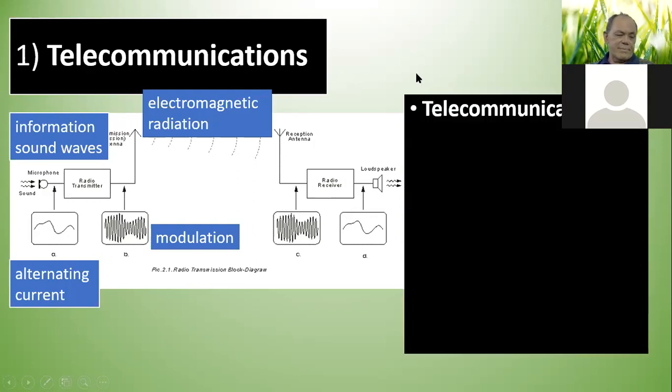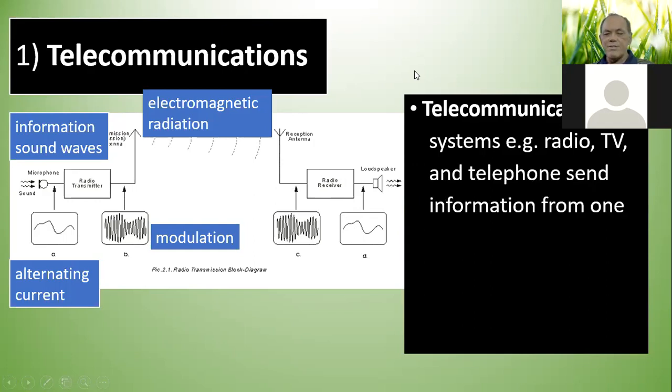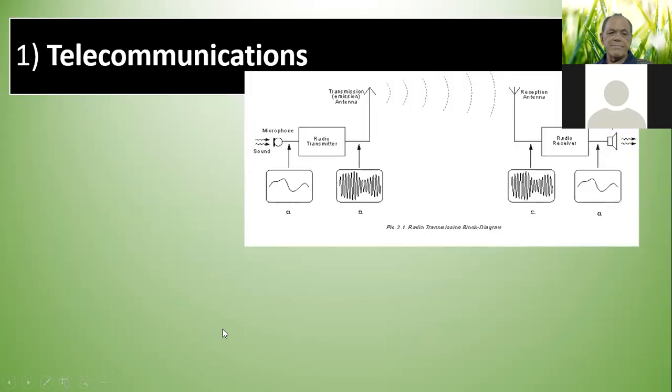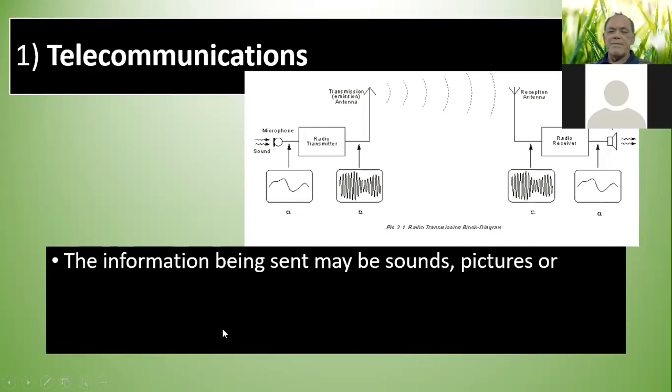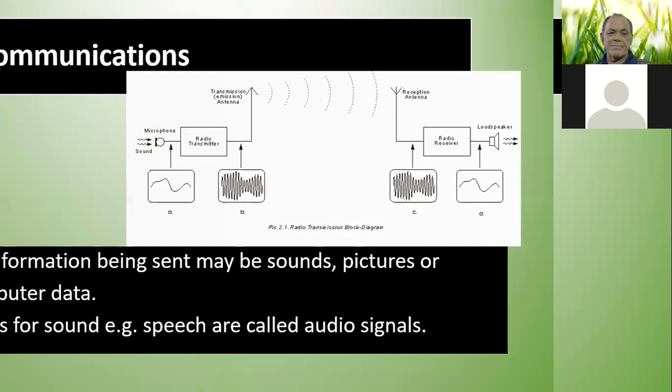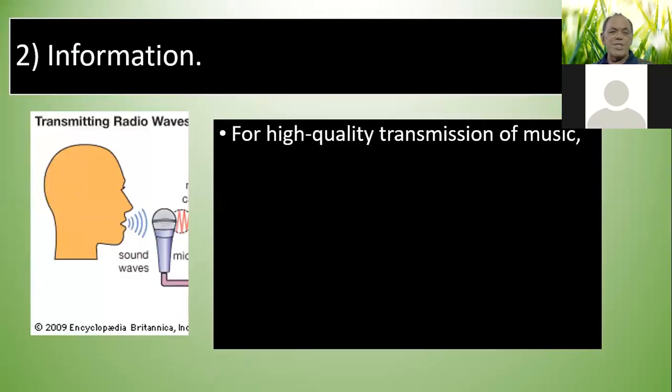That's just a summary. So telecommunication system, for example radio and television, telephone, sends information from one place to another using electric current or electromagnetic radiation. So this part, electric current in the air will be your electromagnetic radiation. The information being sent may be sound, picture, or computer data. Signals for sound, for example speech, are called audio. Anything made of sound, audio, we can hear. We call it information, or we call it signal. That's our speech, our data.